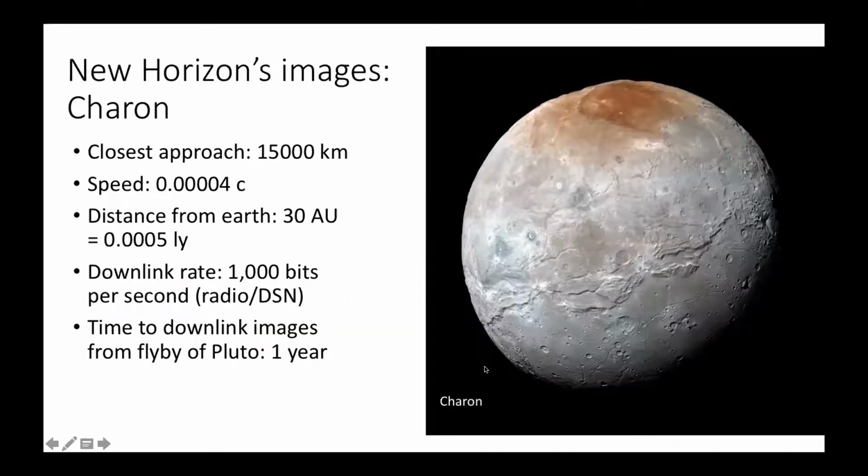So here is what you get with New Horizons at that data rate. You get an image like this of the moon Charon, taken from 15,000 kilometer distance. The speed that it's flying by is not that fast, 0.00004 times the speed of light. Distance from the Earth, again, not that far, 0.0005 light years. So we're trying to ramp up from this to Starshot by several orders of magnitude. The downlink rate was approximately 1 kilobit per second, and it took about a year to downlink this data.